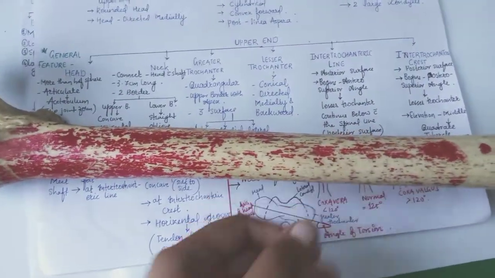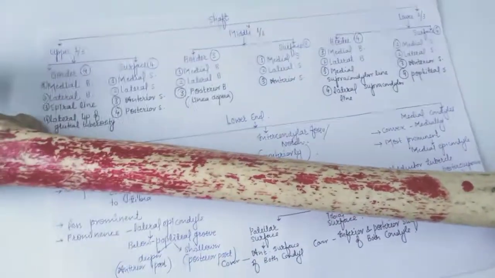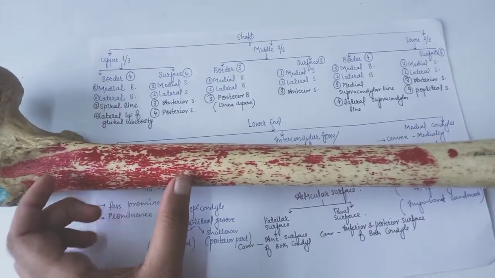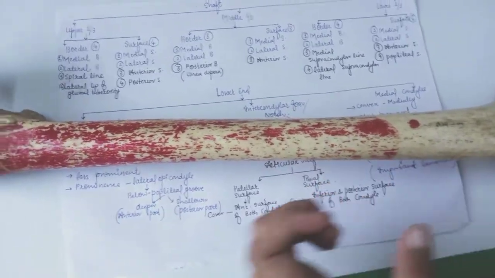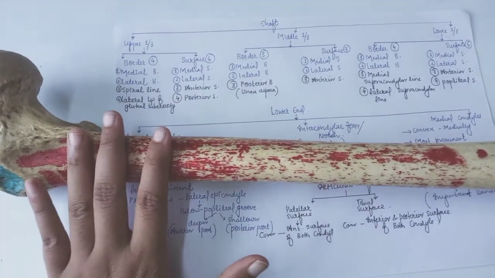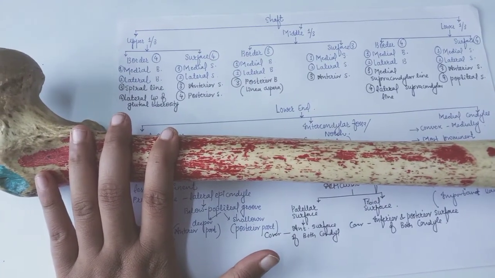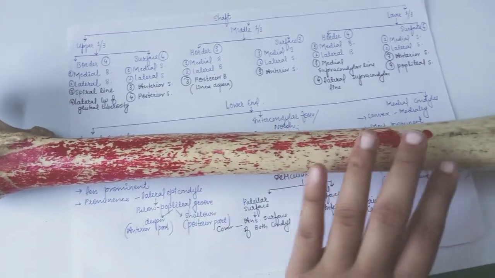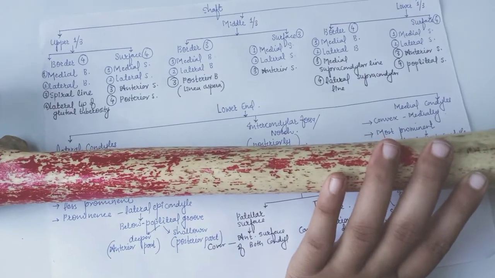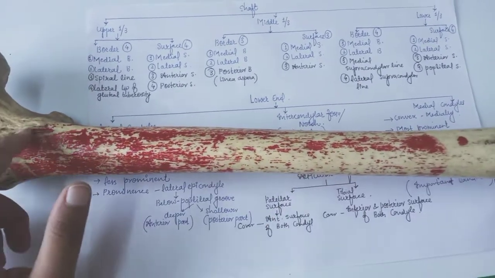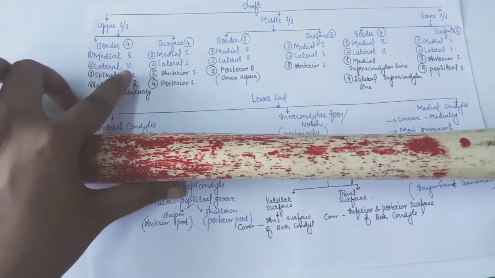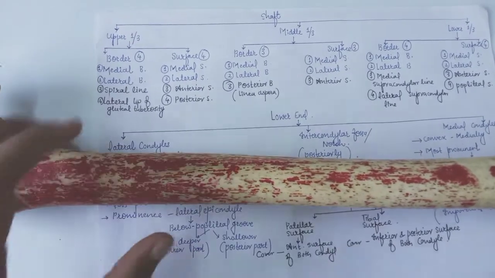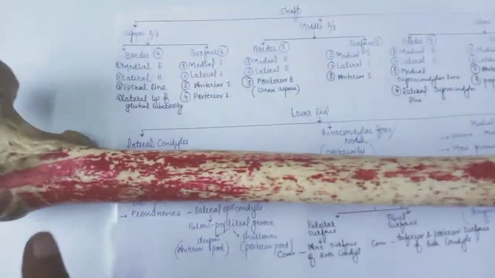Then the shaft. The shaft is divided into three parts: upper one third, middle one third and lower one third. At the upper one third, 4 borders and 4 surfaces are present. At the middle, 3 borders and 3 surfaces, and at the lower, 4 borders and 4 surfaces. The medial and lateral border or surface is common in all the parts. We have to learn only 2 or 1 surface or border.